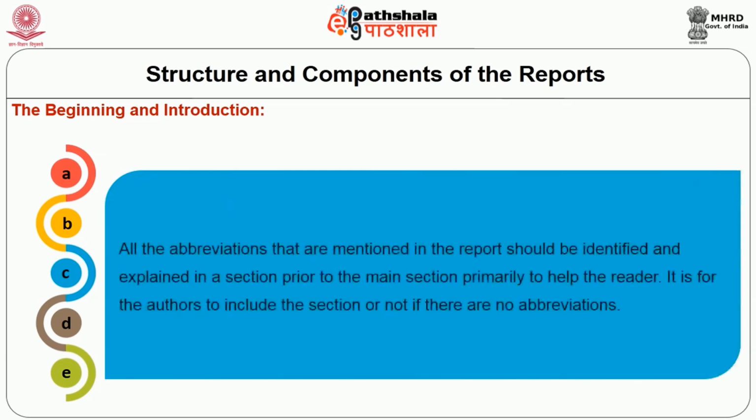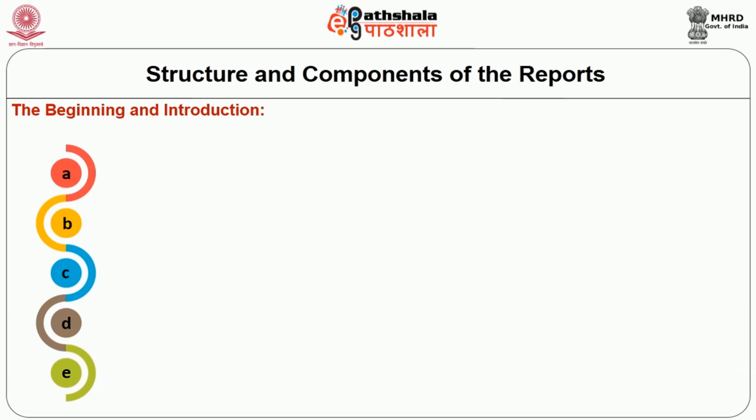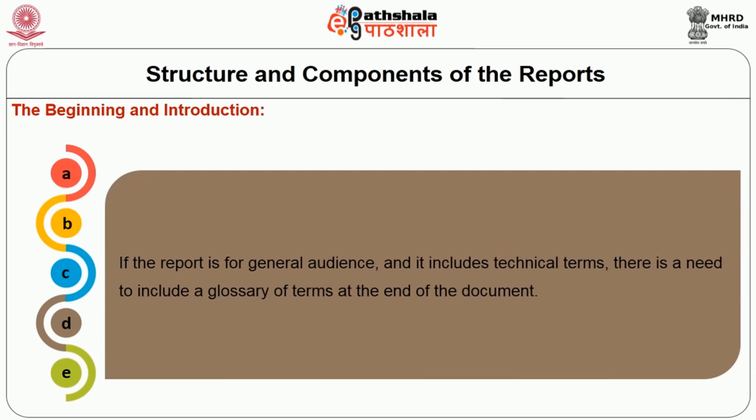All the abbreviations that are mentioned in the report should be identified and explained in a section prior to the main section, primarily to help the reader. It is for the authors to include the section or not if there are no abbreviations. If the report is for a general audience, it includes technical terms. There is a need to include a glossary of terms at the end of the document.